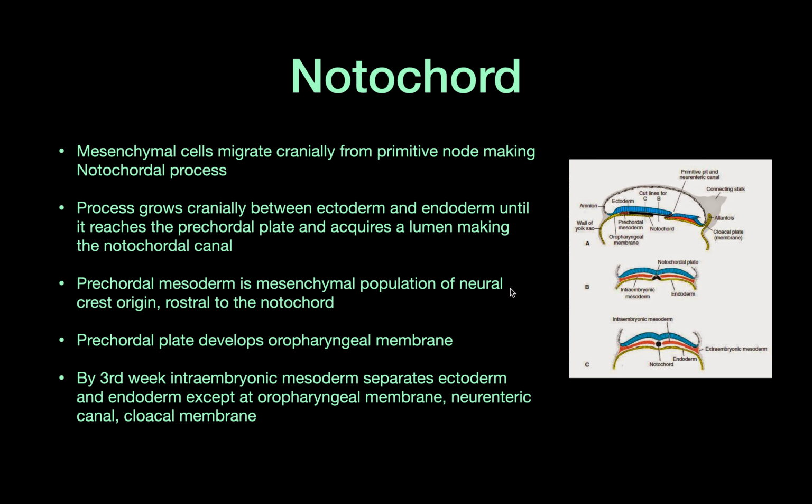And then the prechordal plate will eventually develop the oropharyngeal membrane, and by the third week, the intra-embryonic mesoderm separates the ectoderm and the endoderm, except for at the oropharyngeal membrane, the neuroenteric canal, and the cloacal membrane. So in those three sections, the mesoderm will not be attached, and the ectoderm and the endoderm can fuse.